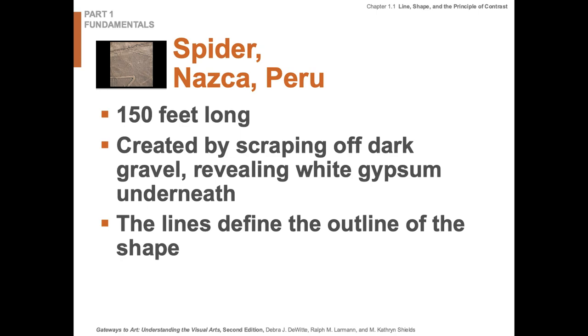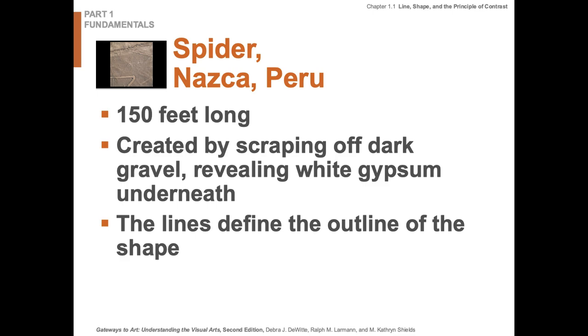So it's 150 feet long. It's created by scraping off the dark gravel, revealing white gypsum underneath. So it's actually a removal. So the stones are moved away, and then that's why you see the lines. They look like bumps, but they are actually scrapings, okay?